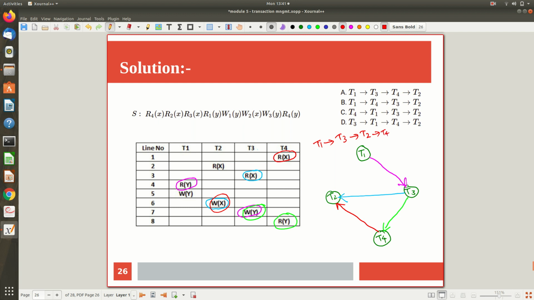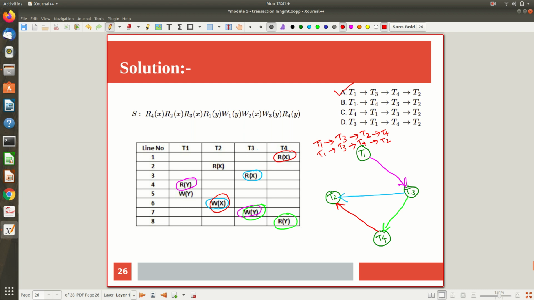So this is a valid schedule. Similarly T1, then T3, then suppose from T3 you can reach T4 also, because that just depends on T3 finishing. Then you can execute T2, no issue. So all these are valid answers. I think T1, T3, T4, T2 is the correct answer with respect to the GATE question they asked.